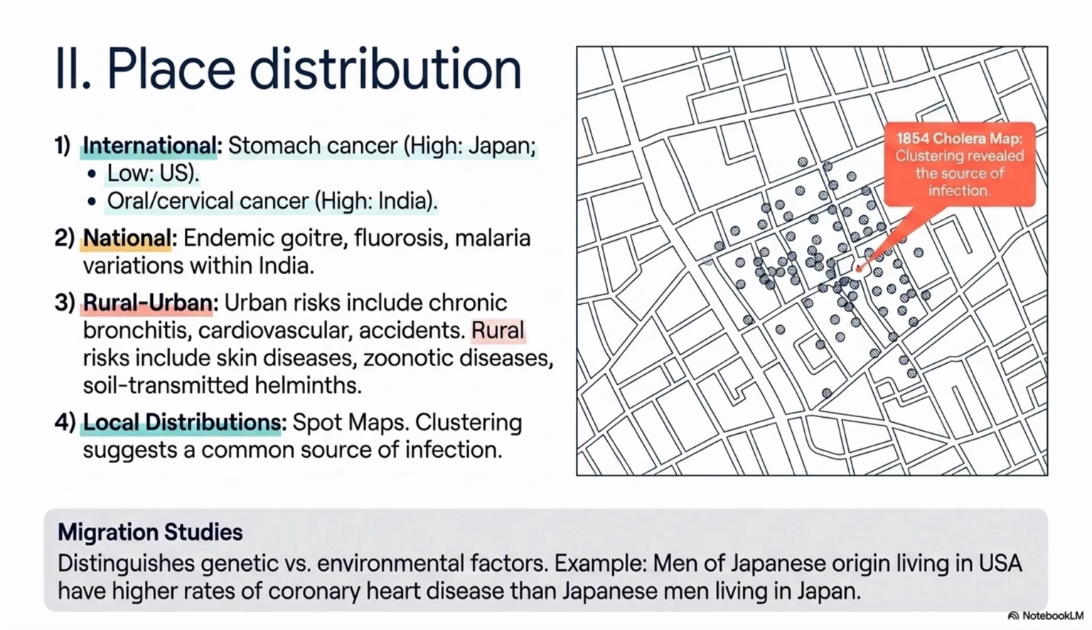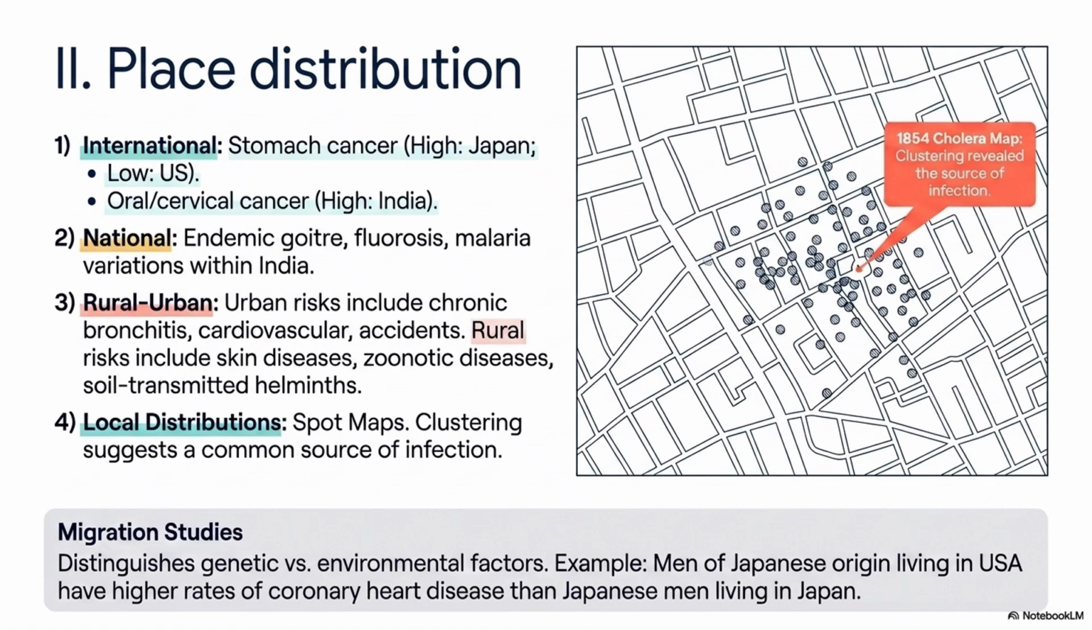So if we see any clustering of cases in a particular place, we should investigate deeply, because if there is more clustering, there should be some cause in that particular area for the clustering. It could be water sources, it could be anything, but if clustering is there, the cause should be around that particular region. A famous example is the cholera spot map prepared by John Snow. So this is about place distribution.